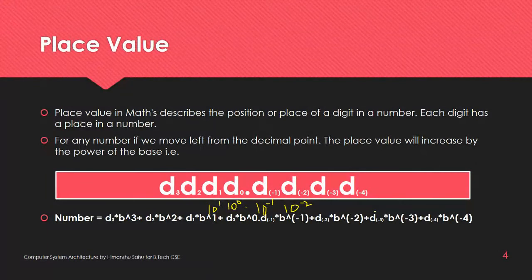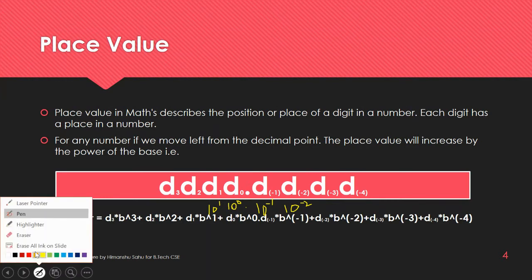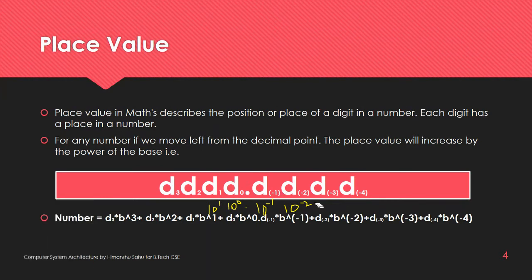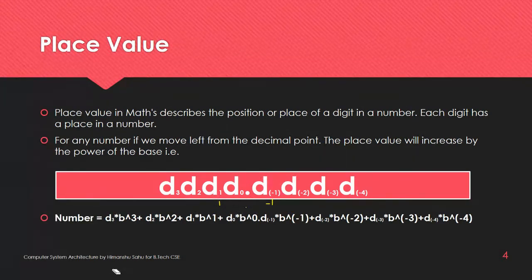Something like this will be the representation for a number. A generic formula for any base to calculate the value of the number is given below. Suppose you are taking d3: d3 into base raised to the power 3, d2 into base raised to the power 2, d1 into base raised to the power 1, and d0 into base raised to the power 0. Then there will be a decimal point.